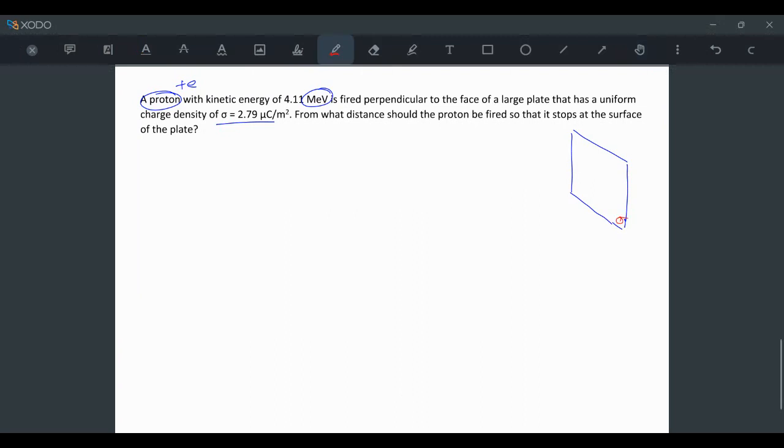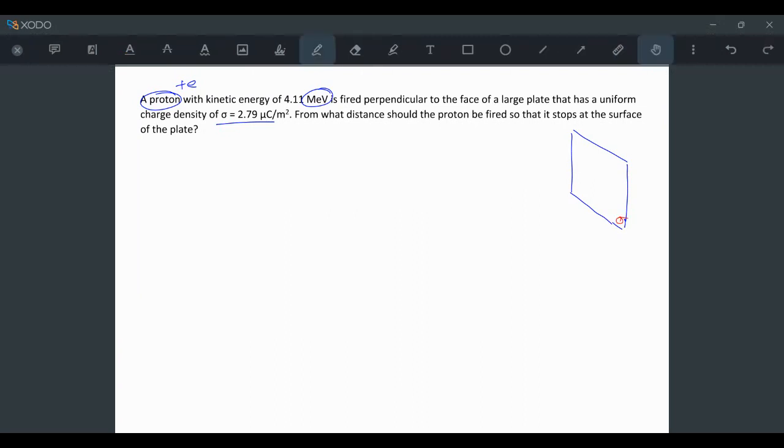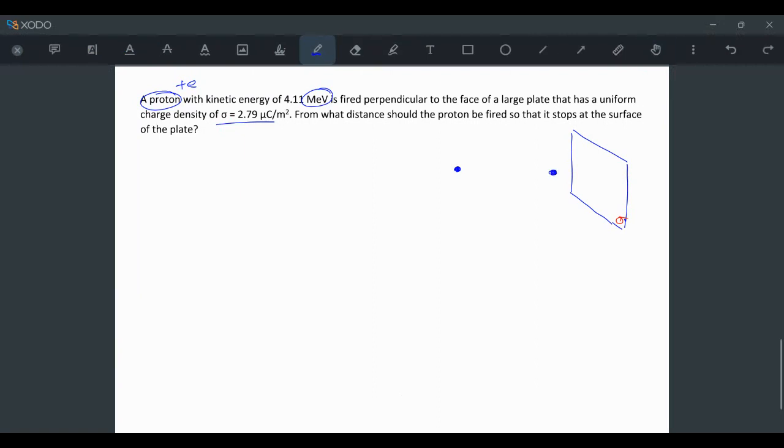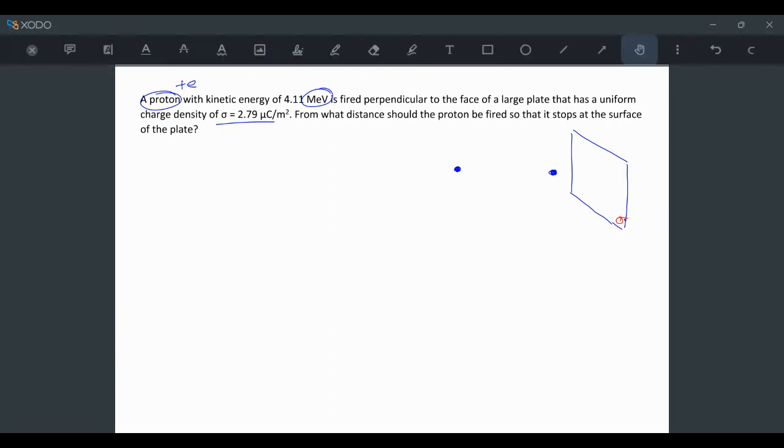It has charge density sigma on the plate. We have a proton that starts some distance away, and it ends up at some closer distance to this charged plate. So what this means is it has moved. We'll call it the vector D.